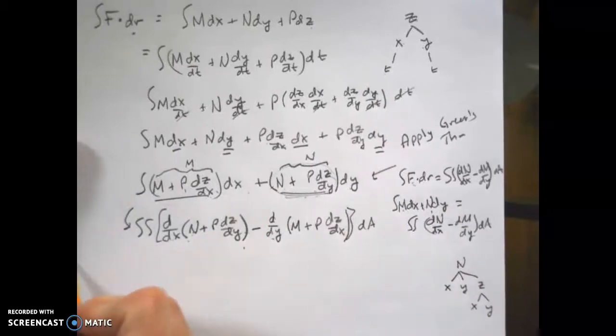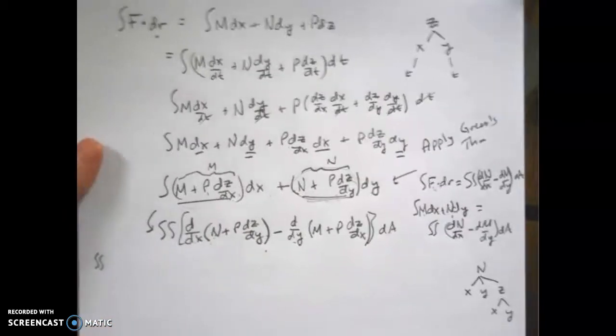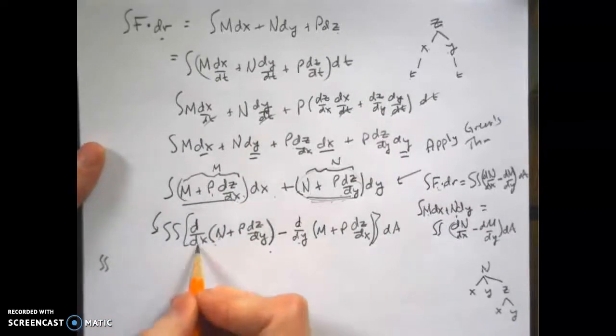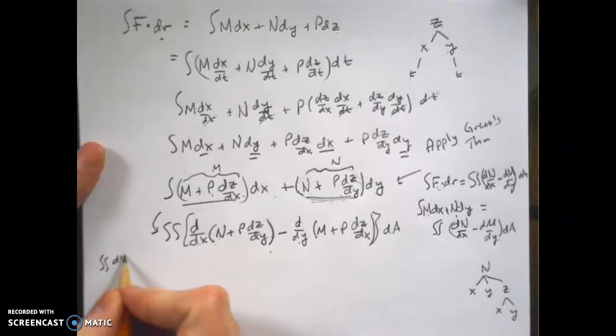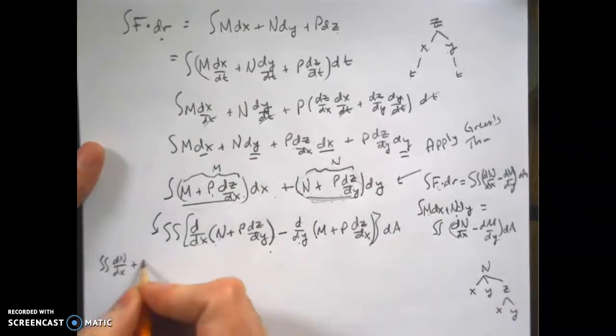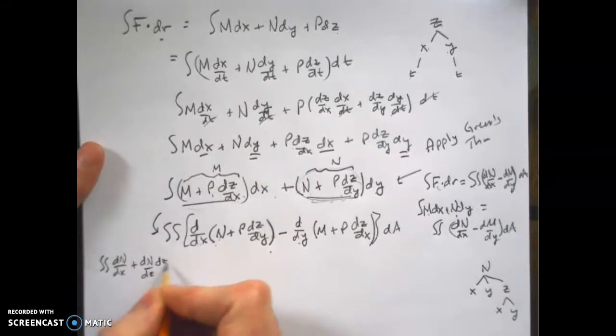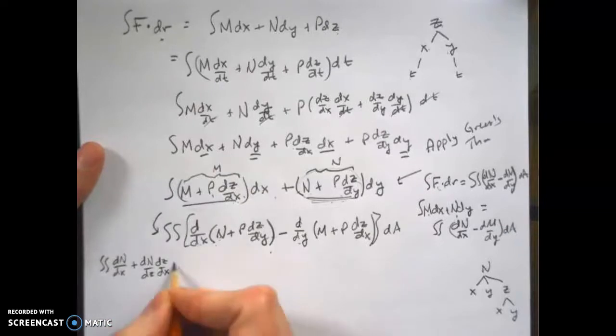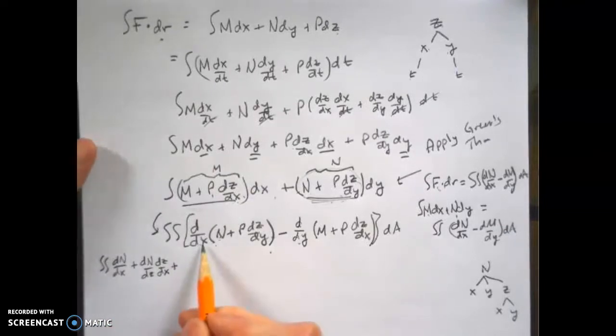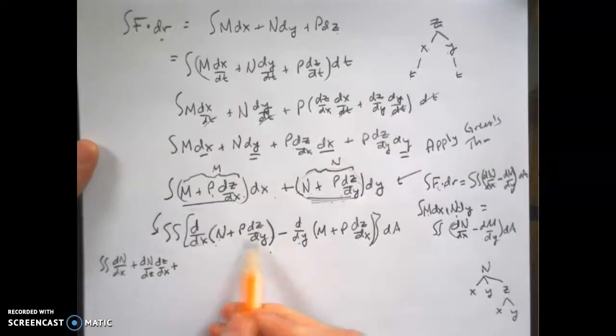Okay? I'm going to start all the way back here because I'm going to need some space. So the x derivative of n is dn dx plus dn dz dz dx, plus, okay, now we need the x derivative of this quantity. And we're going to need a product rule.